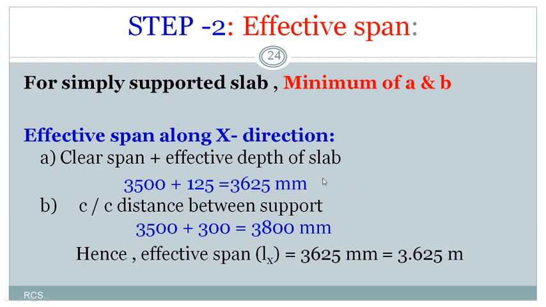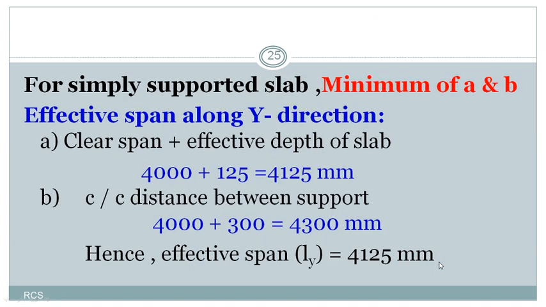Now we have calculated effective spans along both considerations, but we have to choose the minimum of these two values. The minimum would be 3625 mm. So the effective span Lx is 3625 mm, equal to 3.625 meters. Similarly, you can calculate the effective span along the y direction.